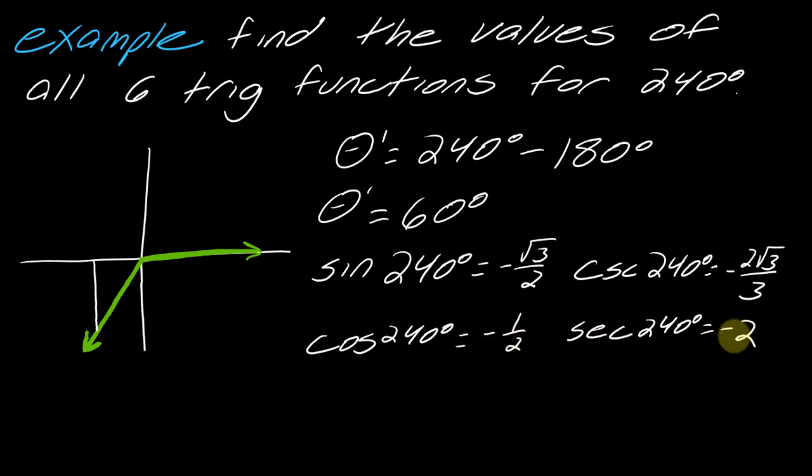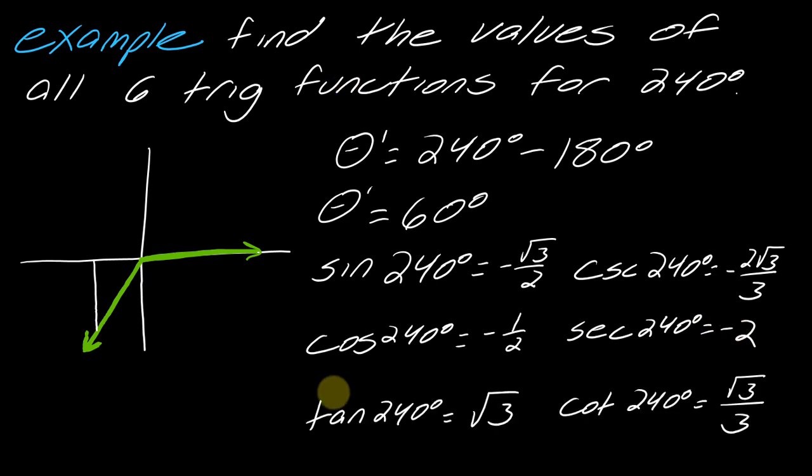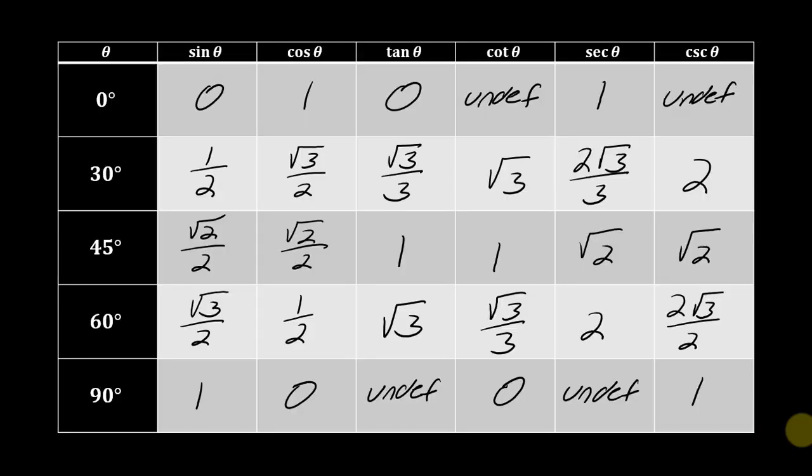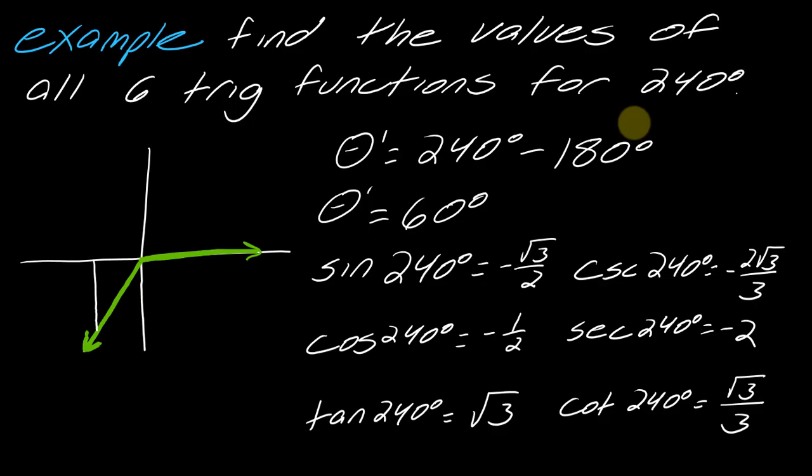And then we just take the reciprocal for the other one. Okay. And then finally, tangent and cotangent were the only ones we said were positive. And so these are going to have the values of square root of 3 and square root of 3 over 3. So I can't emphasize enough, this is so important, or otherwise you are really going to spend a lot of time working on this. So, all right, that's all of our values.